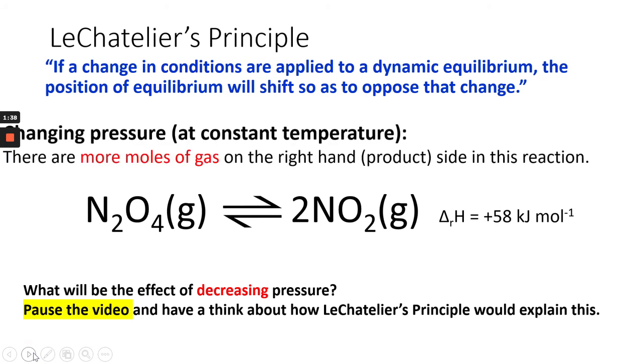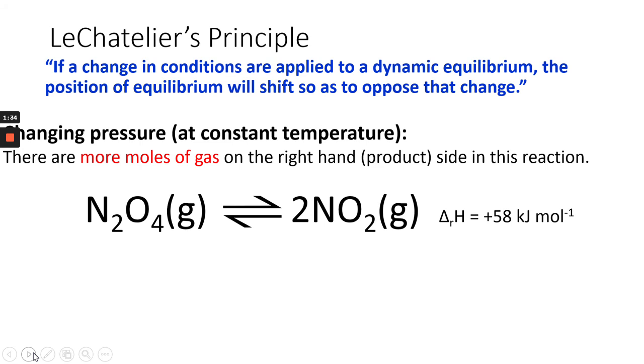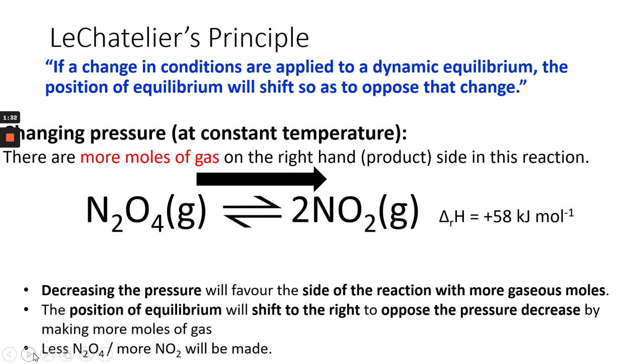So, changing pressure at constant temperature, there are more moles of gas on the right hand side. So therefore, decreasing the pressure will favour the side of the reaction with more gaseous moles. The position of equilibrium will shift to the right to oppose the pressure decrease by making more moles of gas.